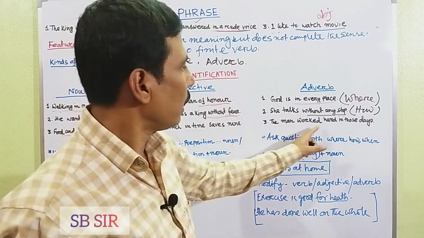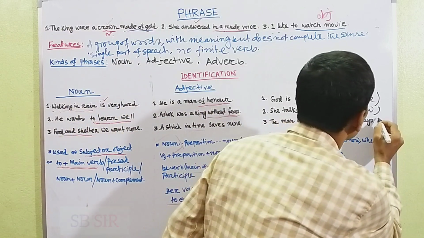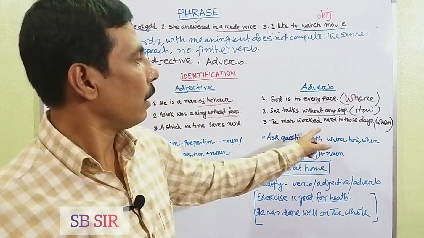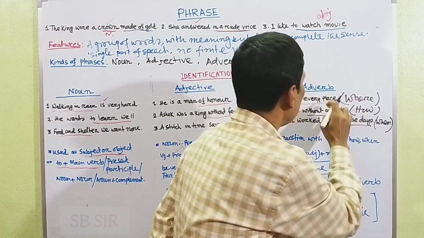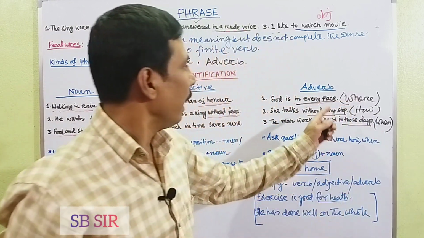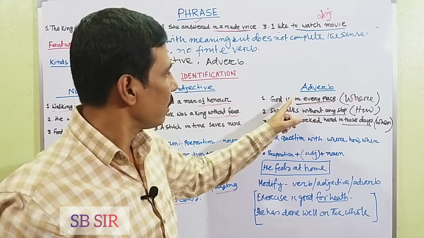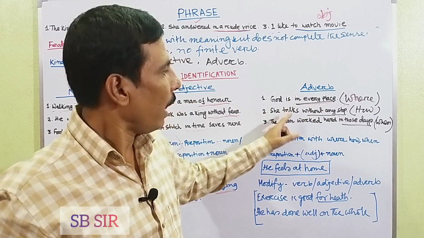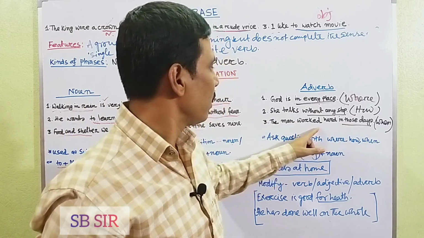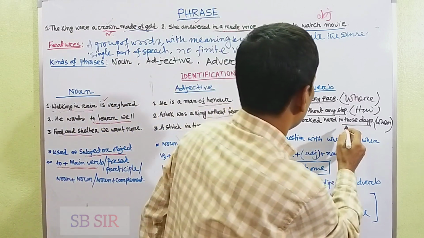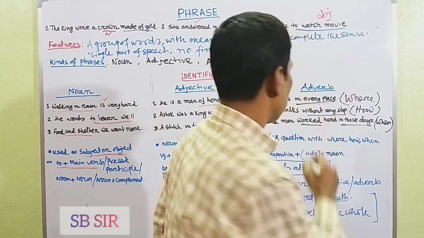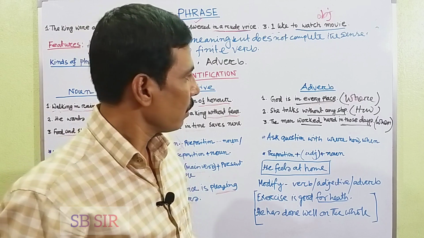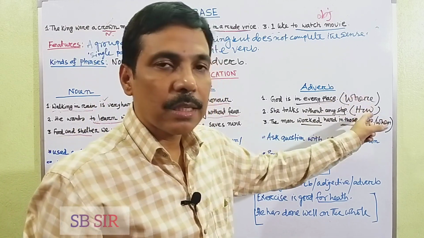Next, the man worked hard in those days. When? If I ask the question, when did the man work hard? In those days. So these underlined portions are the examples. This portion modifies the verb is, this portion modifies the verb talks, and in those days modifies the word worked. So all these underlined words are examples of adverb phrase.